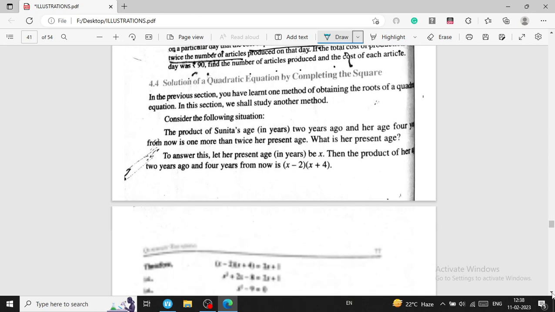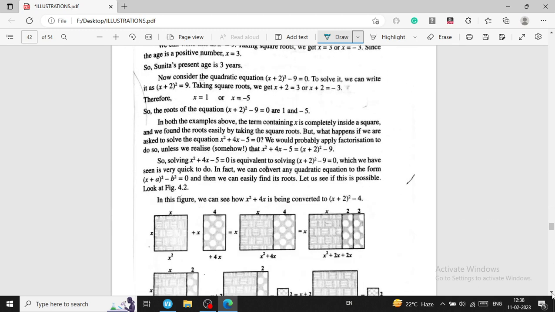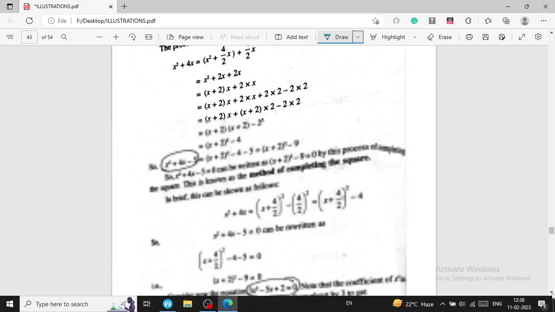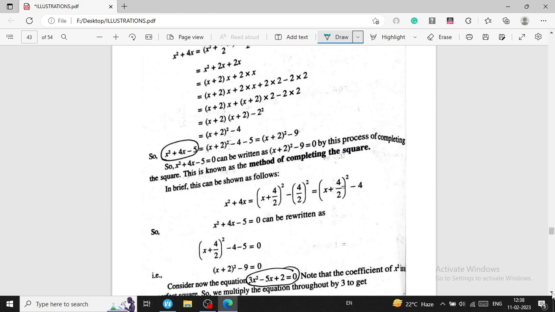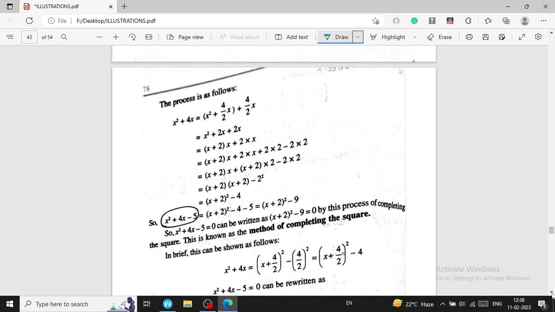Solution of a quadratic equation by completing the square. I think this method is out of the syllabus, but I will teach you how to solve this. If the method of completing the square comes in the exam, then you can solve the question. Now you can solve the equation.